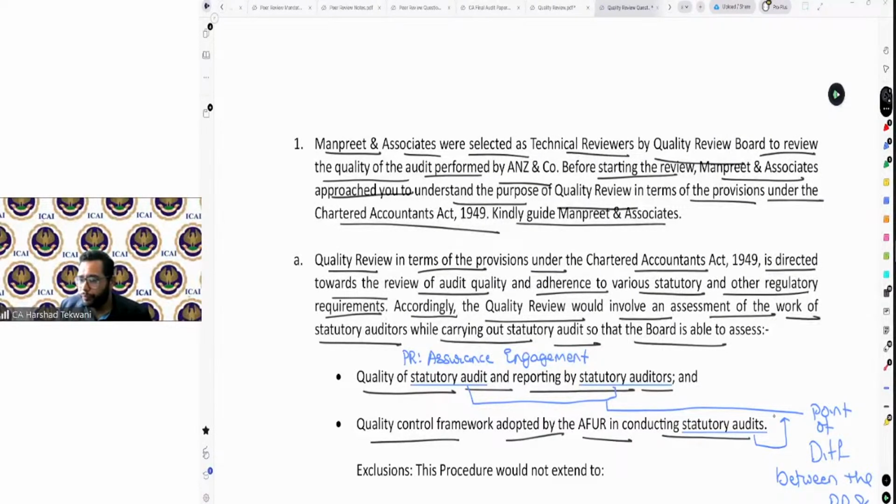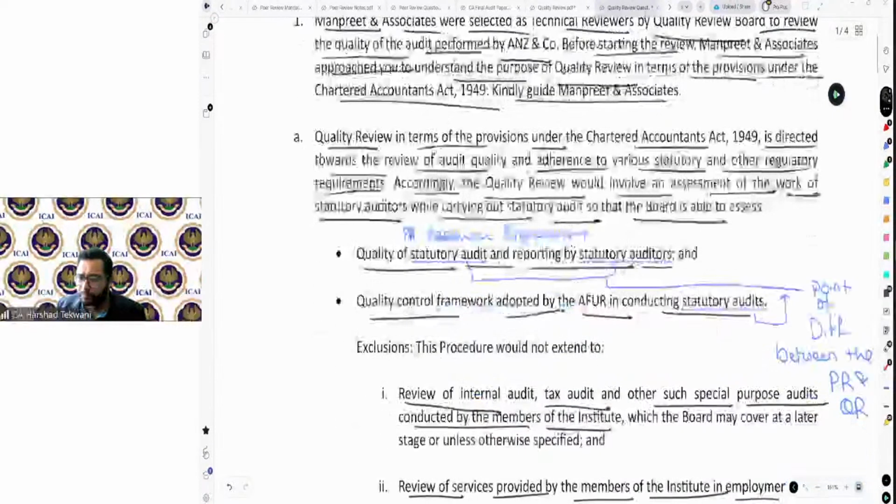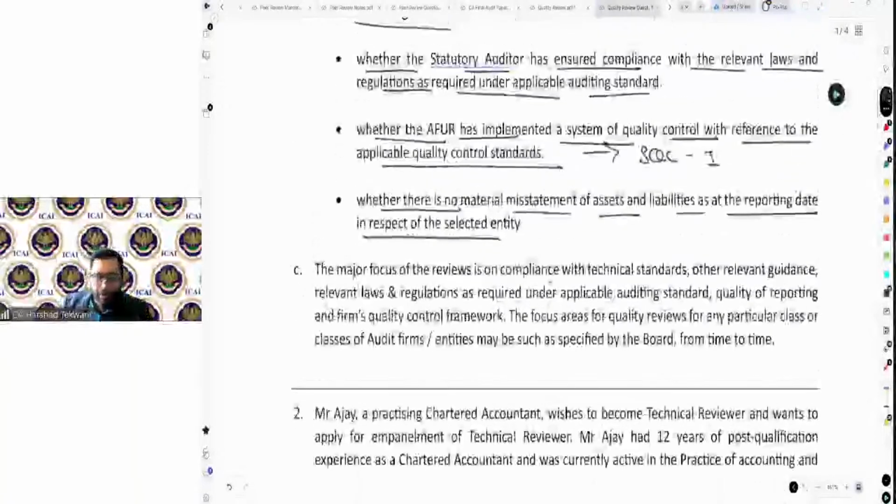Any doubt? I hope you guys have watched the lecture on the quality review. Janvi, is this clear now? The difference between the two reviews? Am I clear with the answer? Okay, so that was the quality review we were talking about.